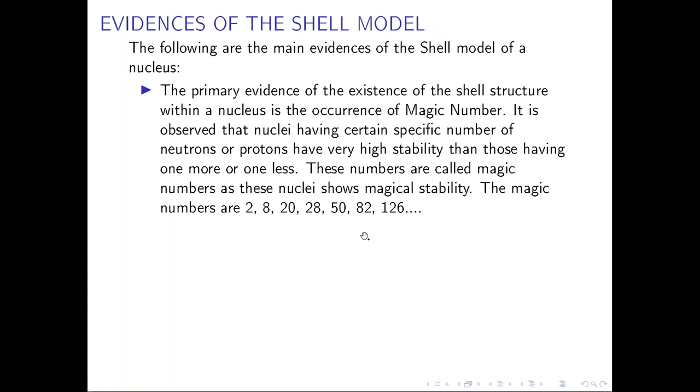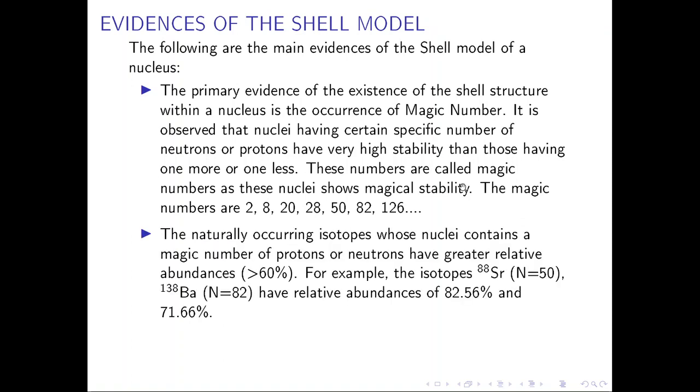These magic numbers, experimentally found, are 2, 8, 20, 28, 50, 82, 126 and so on. The liquid drop model could never explain why nuclei at these numbers of protons or neutrons or both show very high stability.